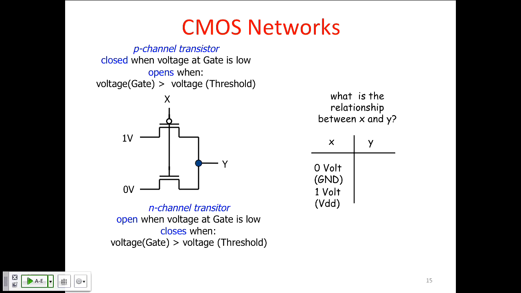I did the wrong one first. Okay. And guess what? When you change X to be 1 volt, this guy switches off, and this guy turns on. So now Y is connected to the ground rail. So now Y is a 0. So 0 volts on X turns into 1 volt on Y. 1 volt on X turns into 0 volts on Y. So what have we just built?